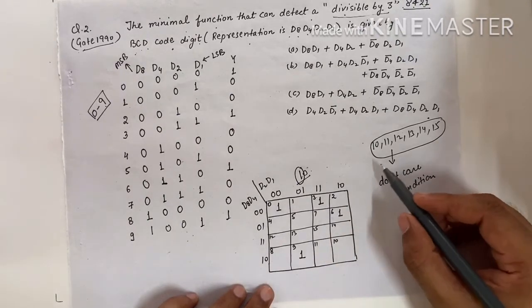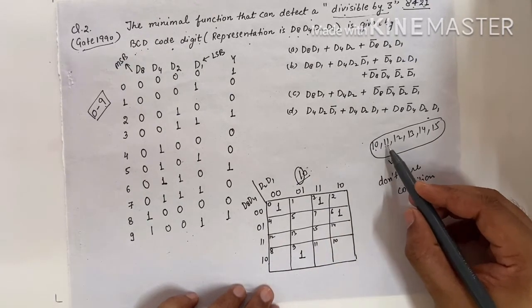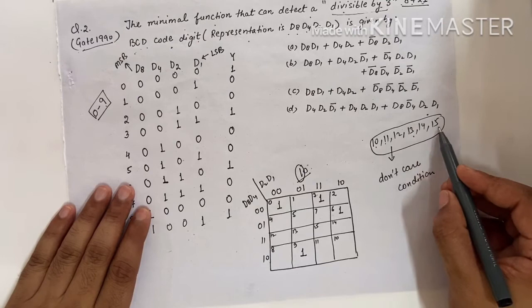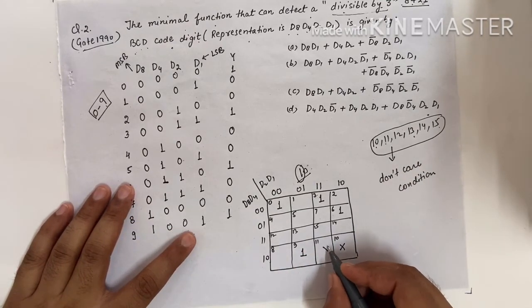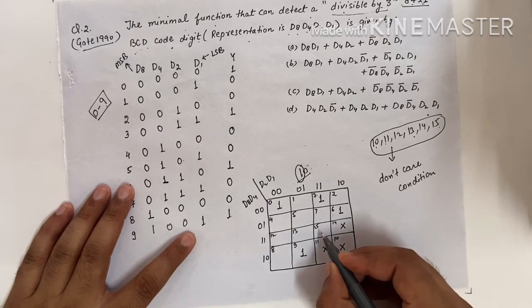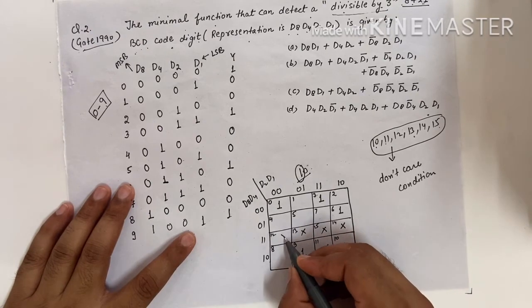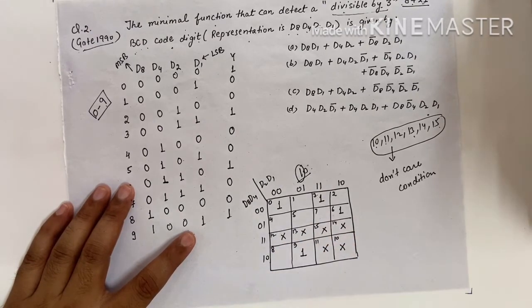Now you have to mention 10, 11, 12, 13, 14, 15 as don't care conditions. So 10 is a don't care condition, 11 is a don't care condition, 14, 15, 13 and this is also a don't care condition. Okay, now we have to make grouping.